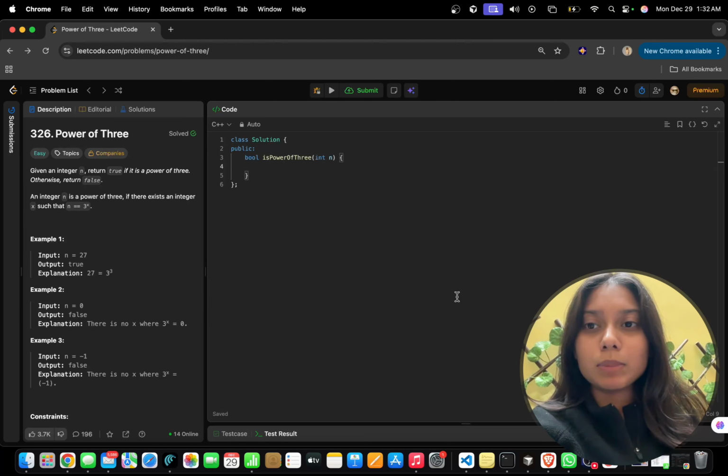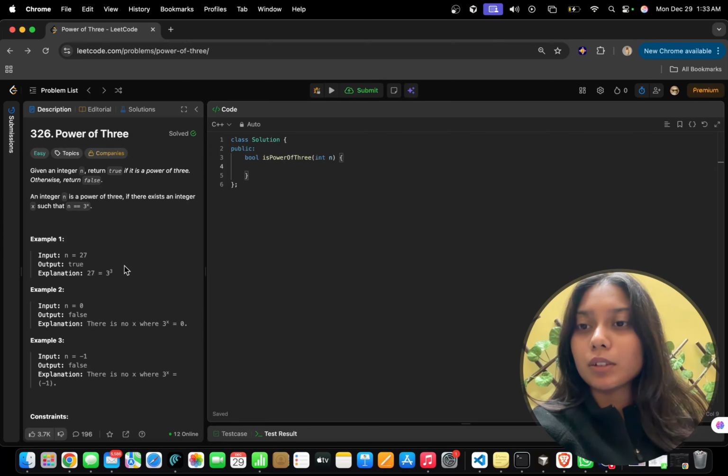Today's question will be Power of 3. This is also question 326 on the Leetcode platform. First, we'll be understanding what the problem is. After that, we'll be looking towards the possible solution, and even after that, we'll be looking at the problem solving on the Leetcode platform. So let's begin by understanding the problem.